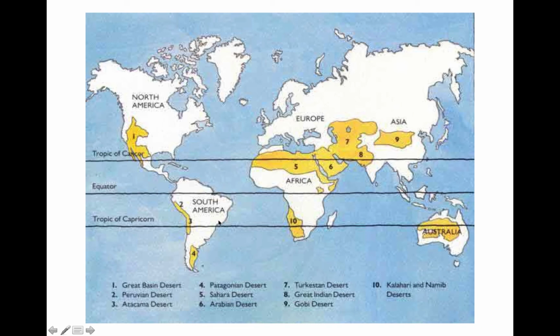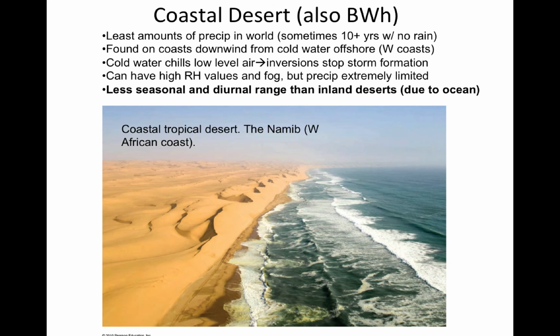There are some tropical deserts that are a little bit different. More specifically, we can look at the Atacama and Peruvian Desert, where some of it's actually pretty close to the equator. You'd think it would be rainy, but it's very much not rainy. It's the driest place on Earth. So we'll have to look at those mechanisms quickly. So these coastal tropical deserts, they have the least amounts of precipitation in the world, sometimes 10 or more years with no rain at all. They're found on coasts downwind from cold water offshore.